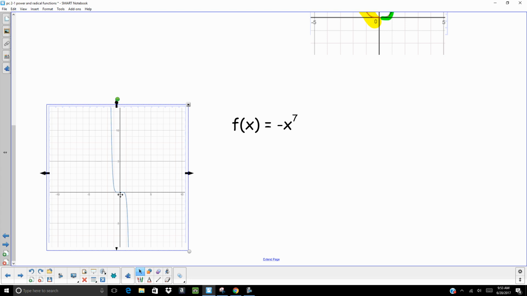Your intercepts are at x equals 0 and at y equals 0 because it's going through the origin. Your end behavior is up, down. It is increasing right here where x is greater than 0. It is decreasing from x is less than 0 because that's where it would have like a negative slope.